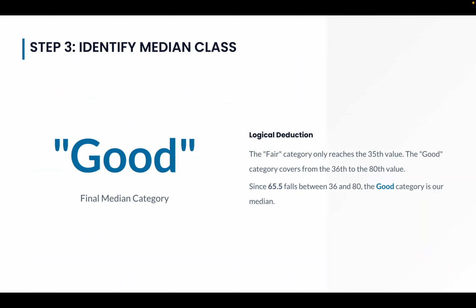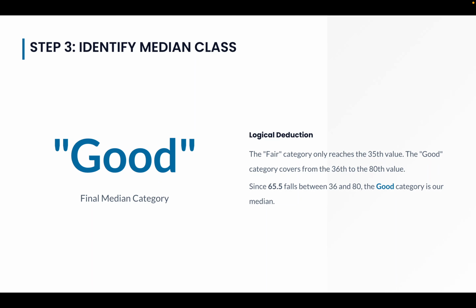The fair category only reaches the 35th value. The good category covers from the 36th value to the 80th value. That's what I said earlier. Since our observation is 65.5 and that falls between 36 and 80, the good category is our median.